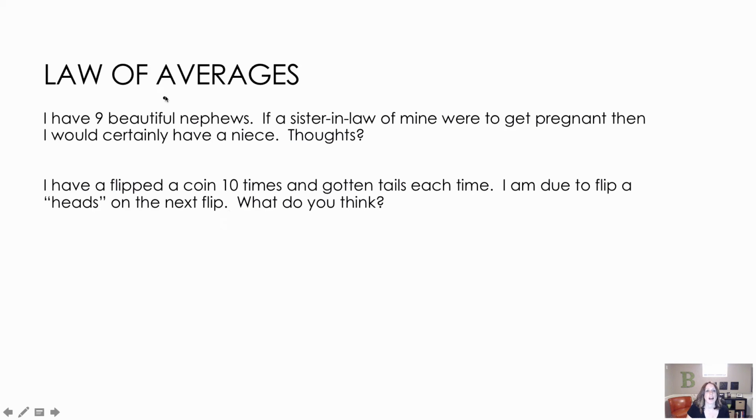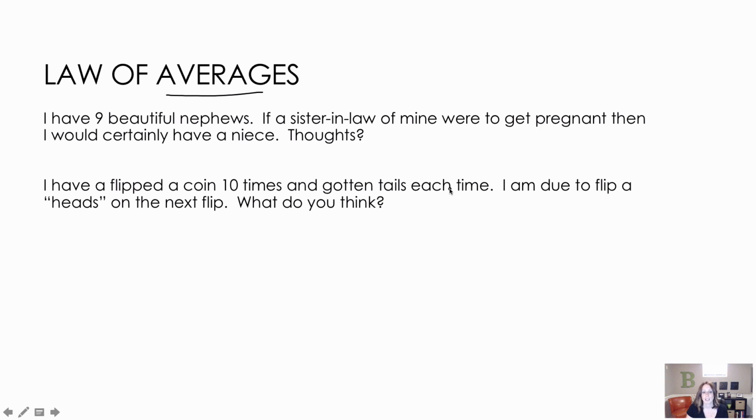Here is the law of averages. So I have 9 beautiful nephews. It's true, I have 9 of them. No nieces at all, just 9 nephews. So if a sister-in-law of mine were to get pregnant, then I'm certainly going to have a niece, right? Or if I flip a coin 10 times and I've gotten tails each time, then I'm due to flip a heads on the next flip.